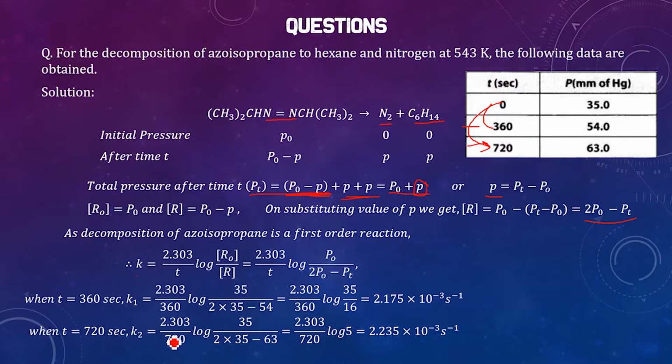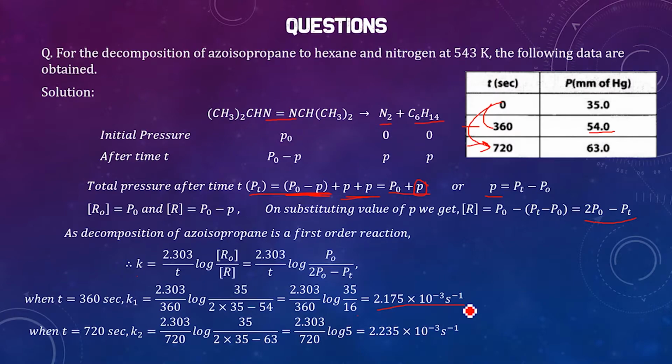So if we see, this is 360 seconds. So 2.303 upon 360. Log initial was given here, 35, and 2 into 35 because it is initial, and the PT, that means after 360, what is the pressure? This is 54, isn't it? So I have put that value. Now calculate it. Log 35 upon log 16. You take the value of log 35 minus log 16, then find the value of log 35 and then log 16, and you will get this value. After solving this, you will get this value.